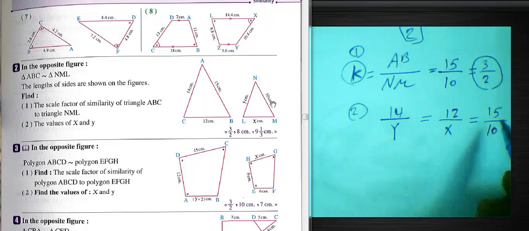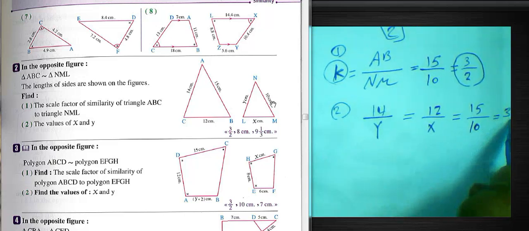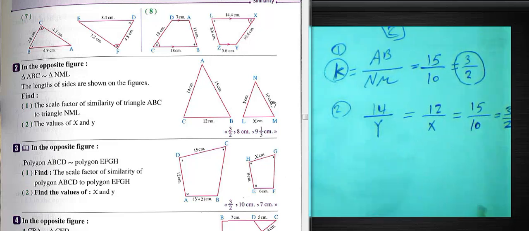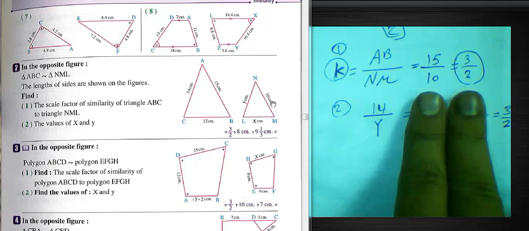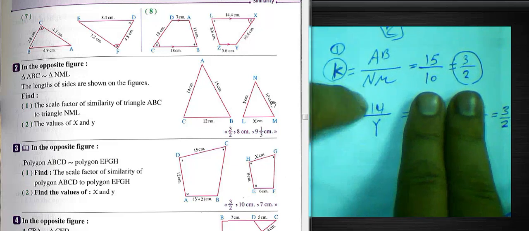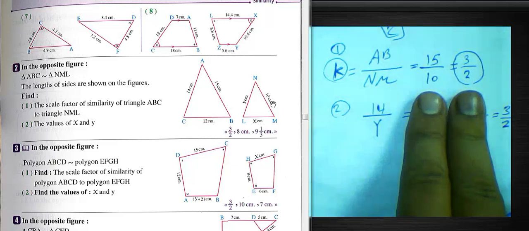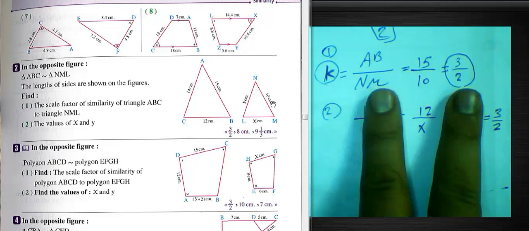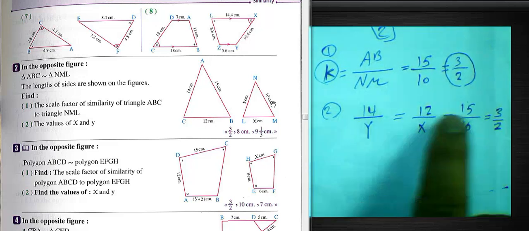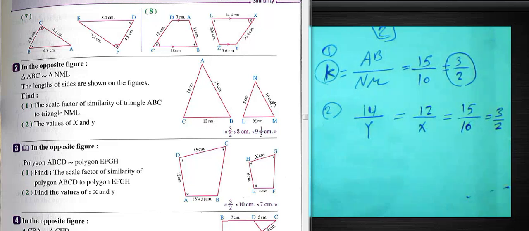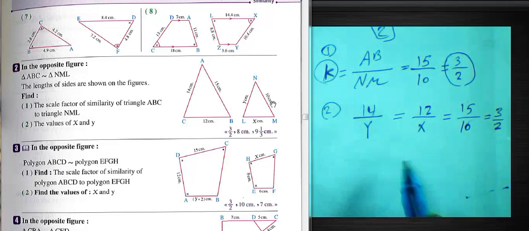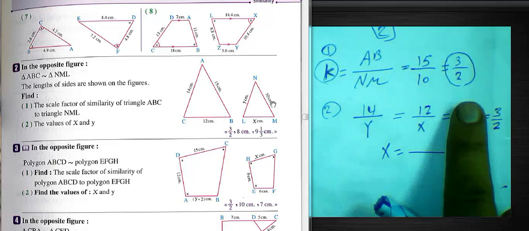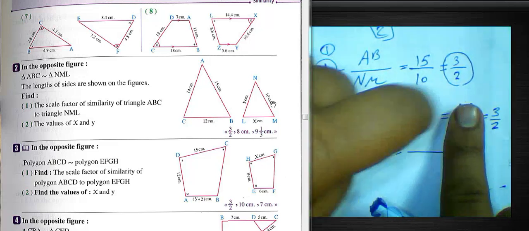It will be 3 over 2. We can find y by finding the values. 14 multiplied by 2 divided by 3, and x we can cancel it. It's proportional, and we find 2 multiplied by 12 divided by 3. It's okay. So we can find x equal, disappear this, and 2 multiplied by 12 divided by 3.